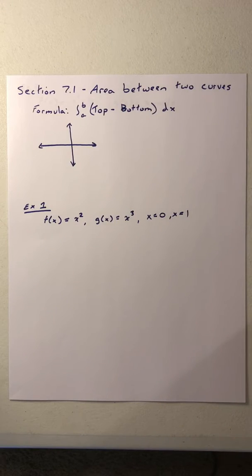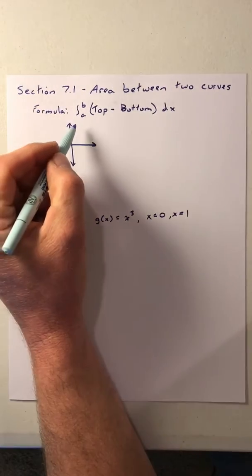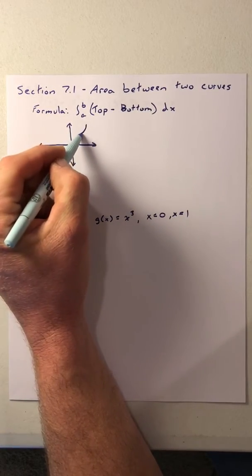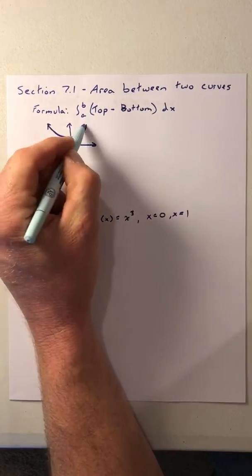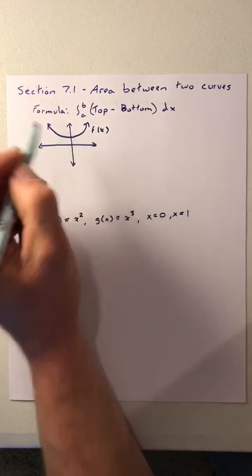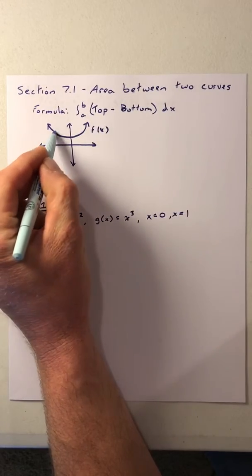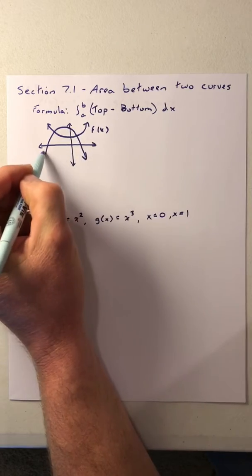In section 7.1, we're going to be focusing on the area between two curves. We found the area of a function made with the x-axis, and we've seen that it can be a positive area and a negative area. Now what we're going to do is introduce two functions. Say we give you an f of x here, and maybe we have a g of x that comes in down here.